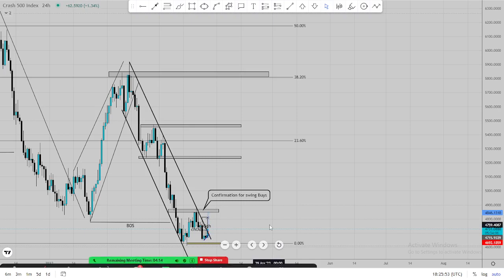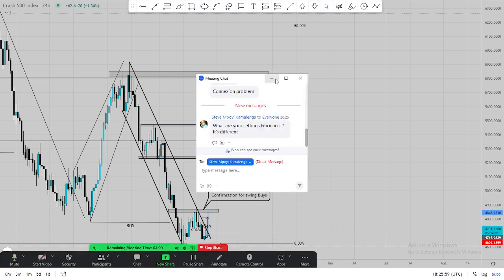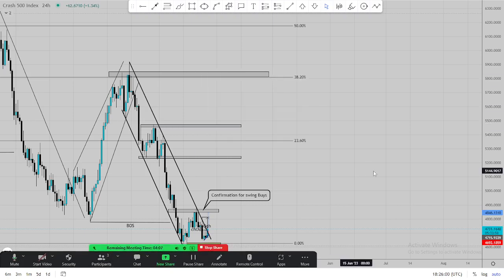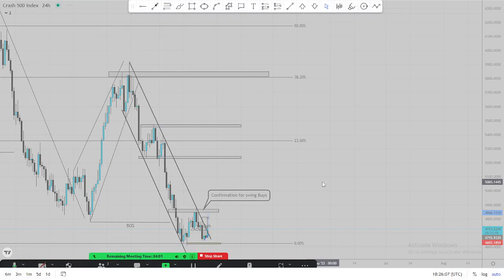Me as a smart trader and my team as smart traders, what we do is we go to a lower time frame, because already now we are expecting a retracement.